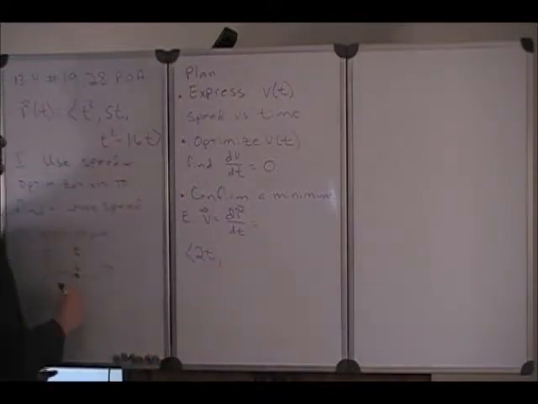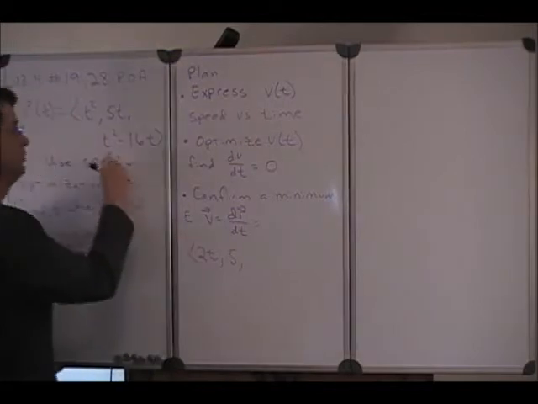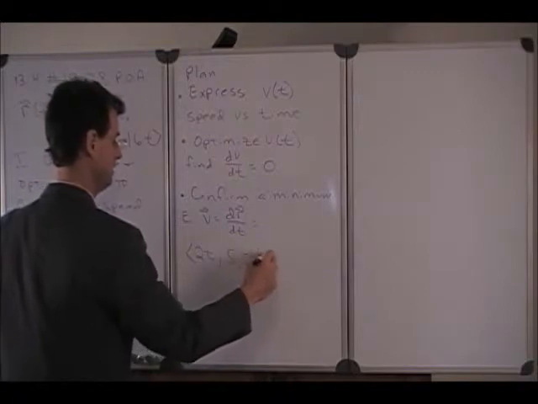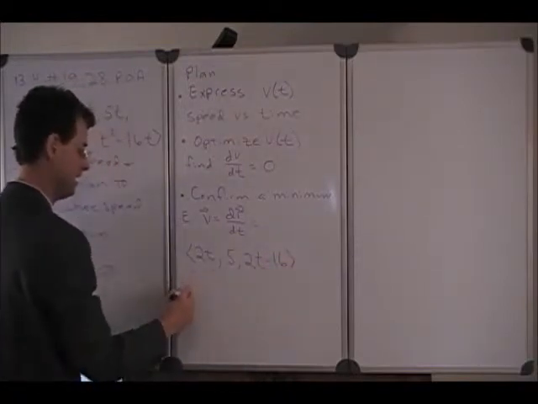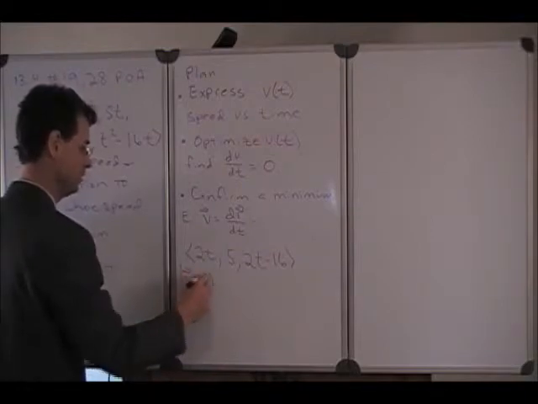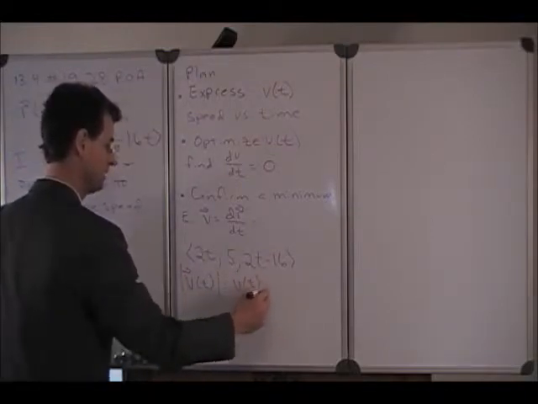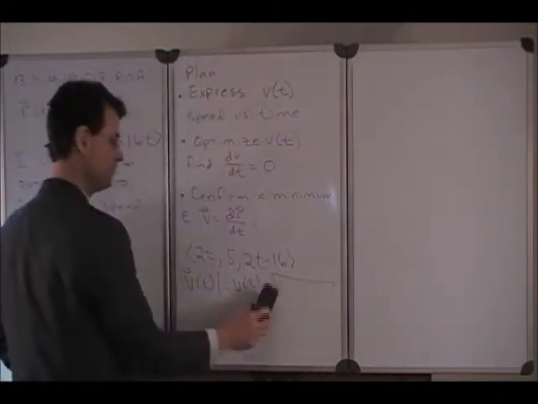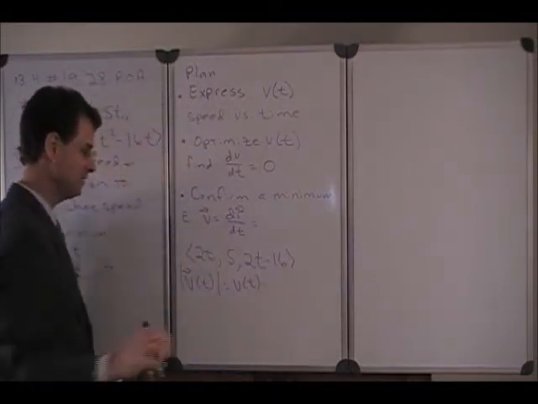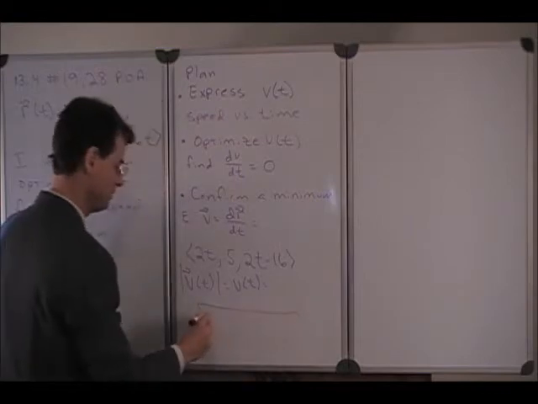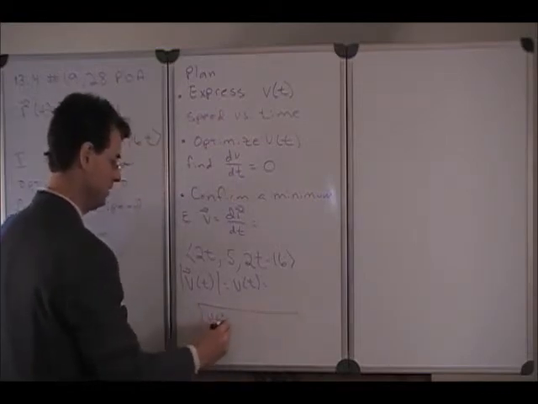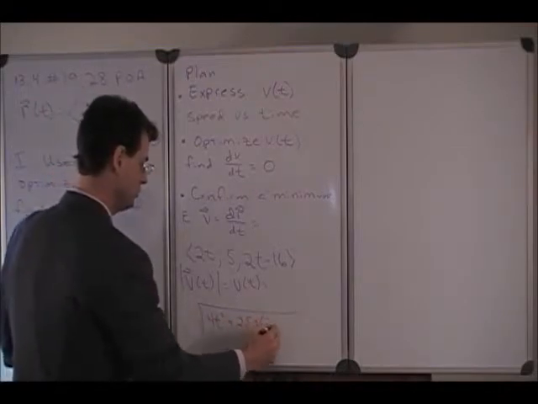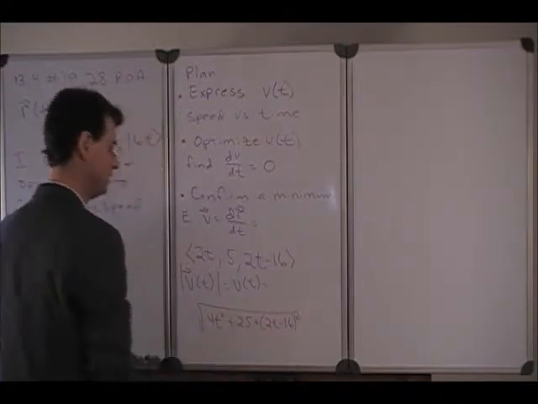The derivative of 5t is 5. The derivative of t squared minus 16t is 2t minus 16. And now the magnitude of this, which we're just calling v of t, is going to be the square root, and we didn't really leave enough room on that line. So the magnitude is going to be the square root of 4t squared plus 25 plus 2t minus 16 quantity squared.